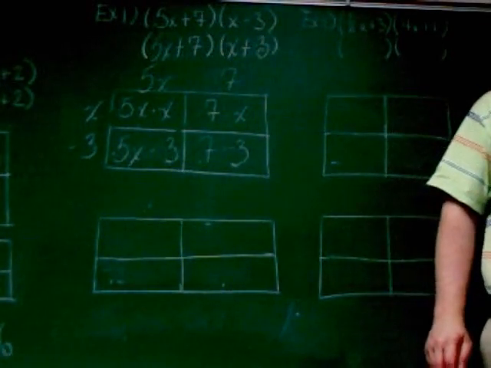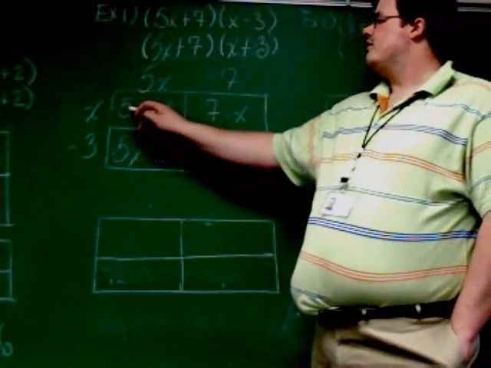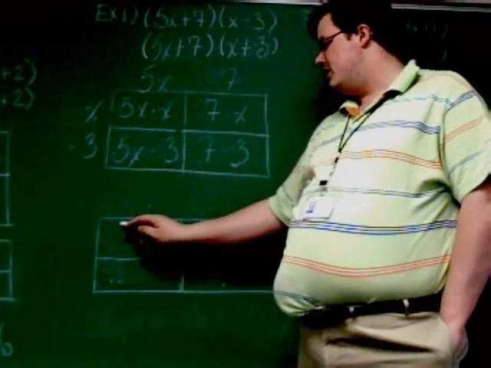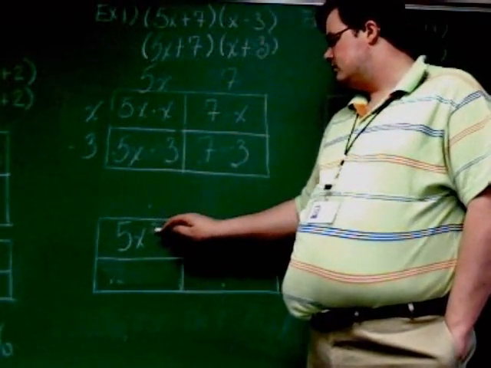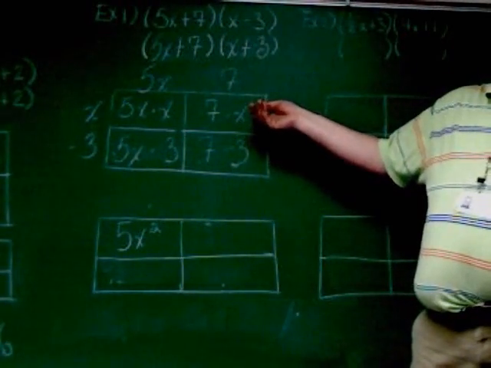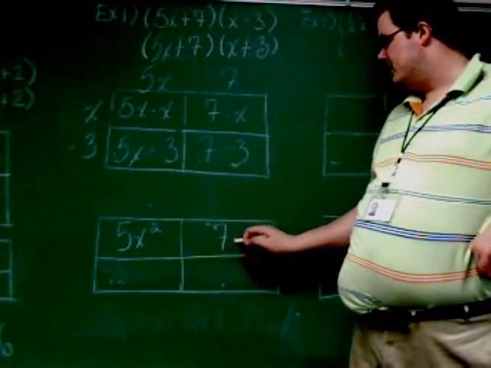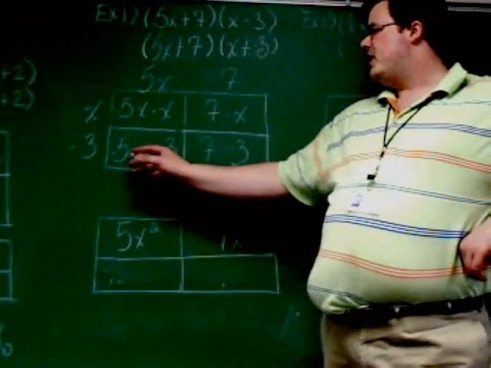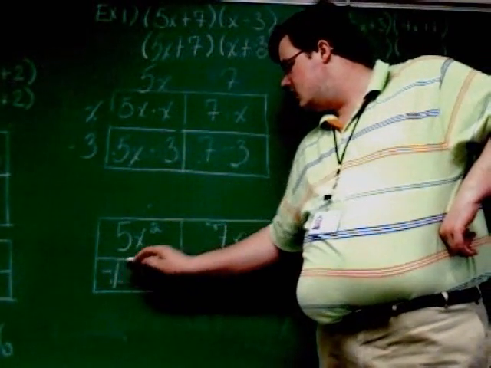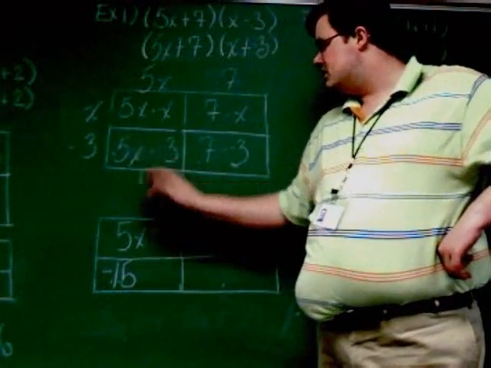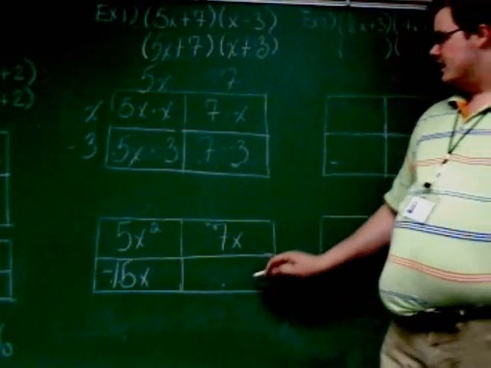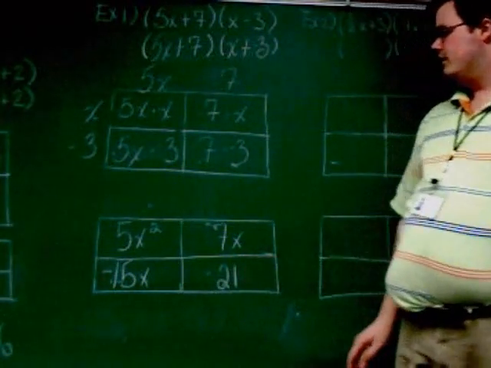All right. So we're in multiplication phase now. So I've got 5x times x. Well, x and x, of course, make x squared, so this whole box is 5x squared. This box, we like that one. 7 times x, 7x. This box, well, we've got 5 and negative 3, which is negative 15. And I can't leave off this x, so negative 15x. And this box has 7 and negative 3, negative 21.